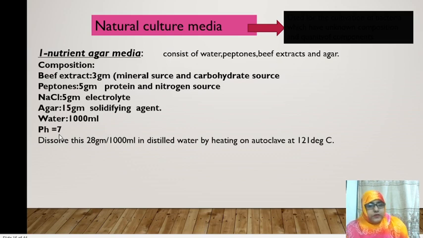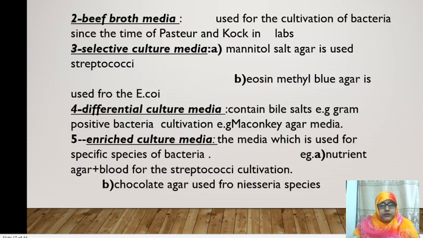How do we prepare this media? By dissolving 28 gram per 1000 ml in distilled water. You can see here, if you add all these numbers, it comes out to be 28 gram and total volume is 1000 ml. We dissolve all these ingredients in 1000 ml of water by heating in an autoclave at 121 degree Celsius. This is the method to prepare nutrient agar media.